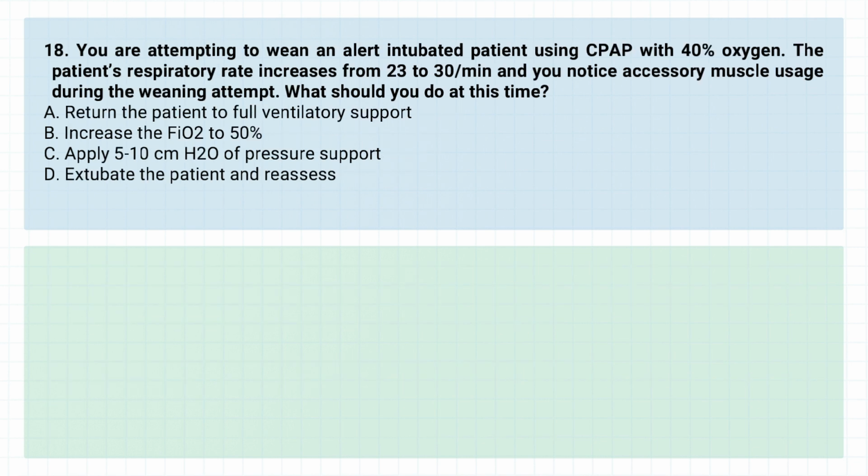Number 18. You are attempting to wean an alert intubated patient using CPAP with 40% oxygen. The patient's respiratory rate increases from 23 to 30 breaths per minute, and you notice accessory muscle usage during the weaning attempt. What should you do at this time?